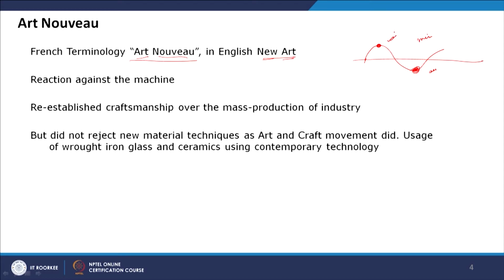This is not just function driven, where the Bauhaus for the machine movement will come on this side of the graph, which we were discussing two lectures ago. Art Nouveau will definitely come here, where there is a lot of ornamentation. So like the art and craft movement, this will be high on aesthetic value, but not minimal at all. So a lot of ornamentations are there, and the name also suggests that. So this is a reaction against the machine, which is quite similar to the art and craft movement. Then they started re-establishing the craftsmanship over the mass production of industry.